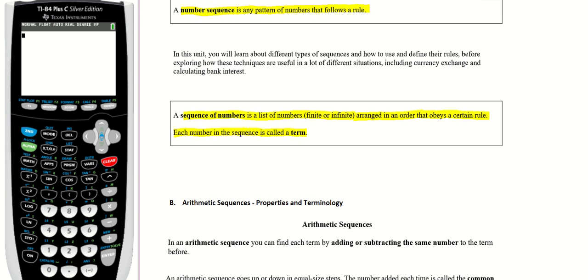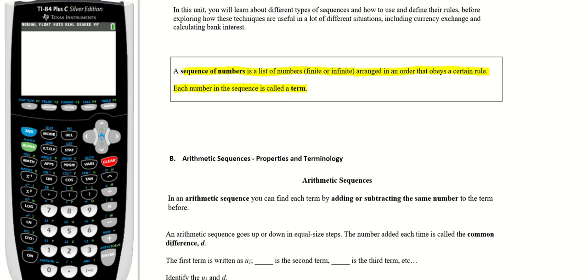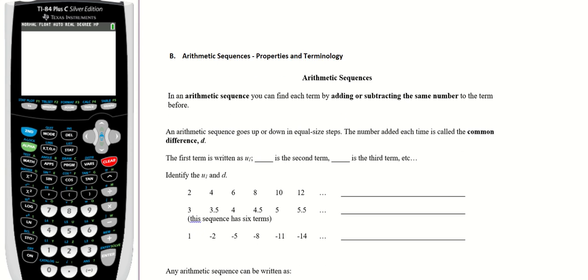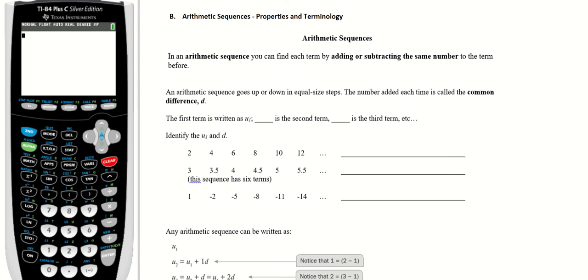There are certain properties that are very specific to arithmetic sequences. In an arithmetic sequence, you find each term by adding or subtracting the same number to the term before. So that's what makes it arithmetic. You're constantly adding. And I actually think it's easier to think about adding a number rather than subtracting. That number that you add could be a positive number or a negative number. So the arithmetic sequence you get could be an increasing sequence or it could be a decreasing sequence. So basically it goes up or down in equal size steps.